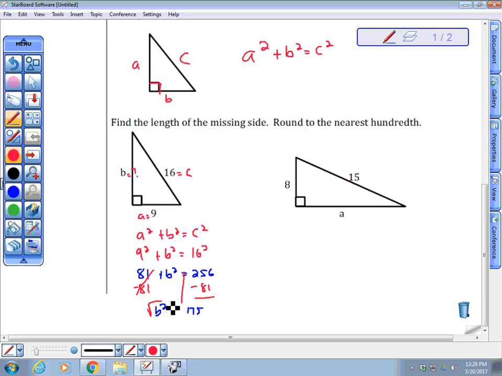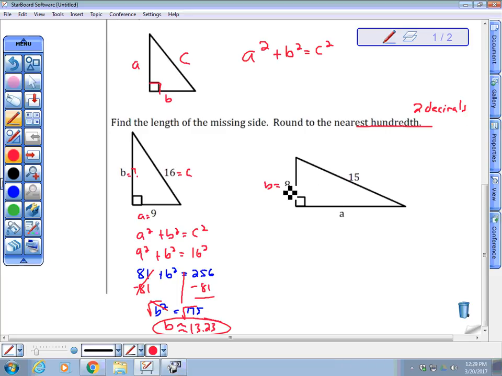To get B, you have to square root a square to cancel out, and you'll get B equals, actually not quite equals, but approximately 13.23. Rounding to the nearest hundredth, that is 2 decimal places.